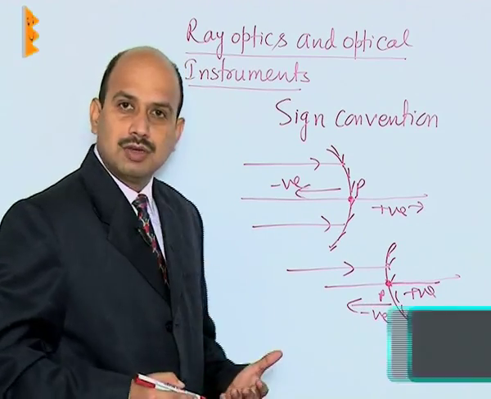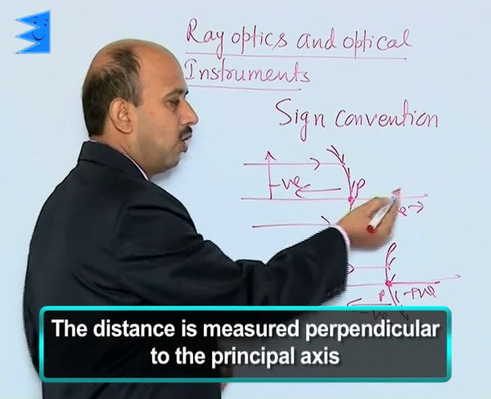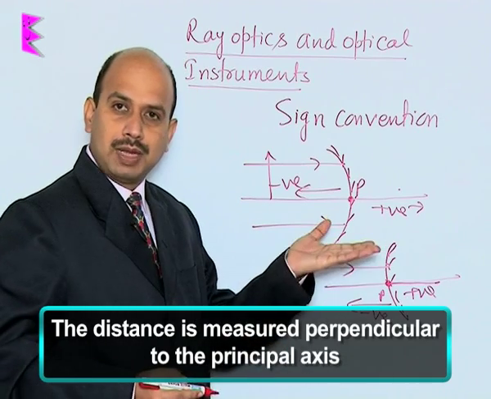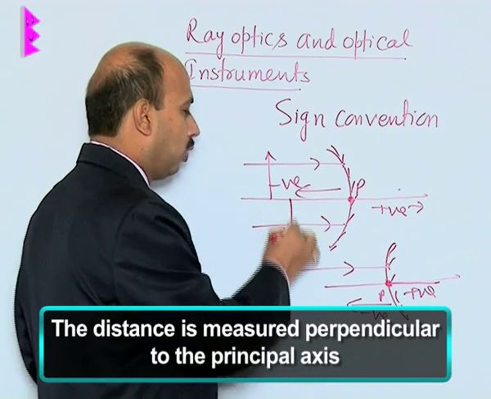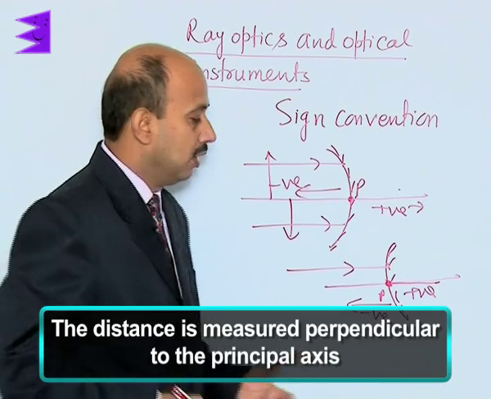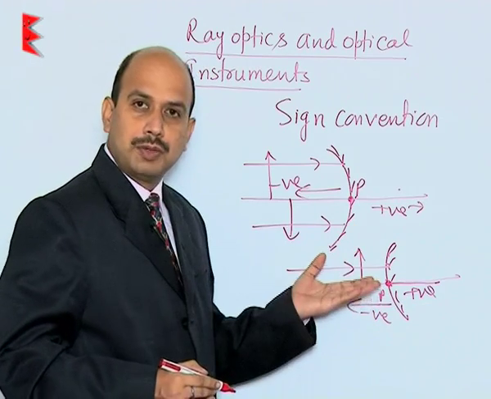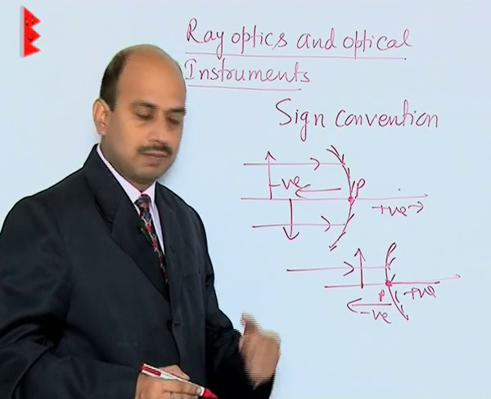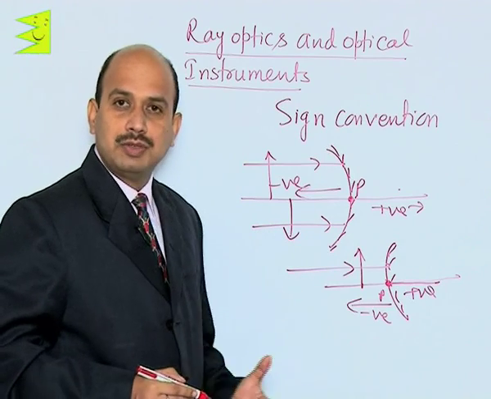The third point is that distances measured perpendicular to the principal axis, wherever they are, if perpendicularly upward to the principal axis, are taken as positive, and if perpendicularly downward to the principal axis, the distances are taken as negative. Similarly over here, distances perpendicularly upward to the principal axis are positive and perpendicularly downward are taken as negative. So these are the sign conventions we use.